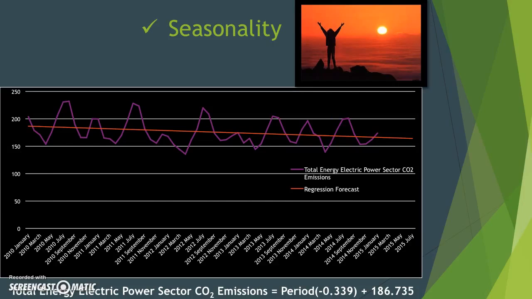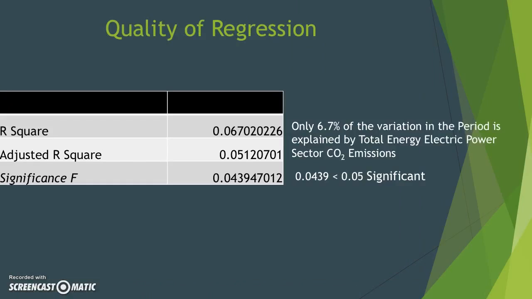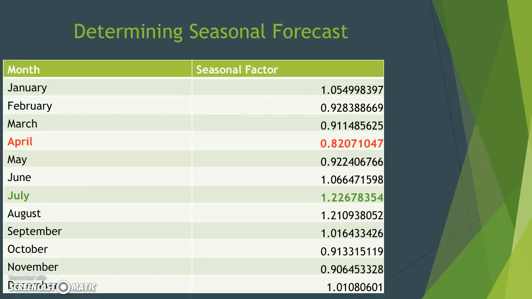So I looked at my data and thankfully there was some seasonality. You can tell that some months are higher while others are lower, and the regression line just isn't doing that justice. So I looked at the quality of my regression. The R-square value isn't so hot. Only 6.7% of the variation in the period is explained by the total energy electric power sector of carbon dioxide emissions. The R-square was close to the R-square, but it's still not very good. However, the data is significant. It is below the alpha of 0.05.